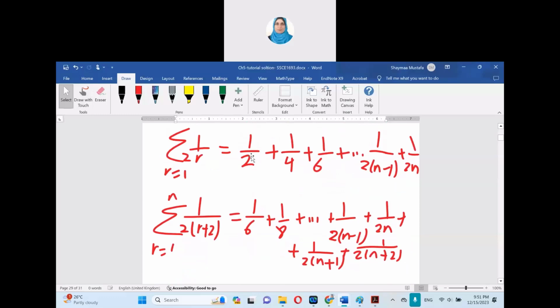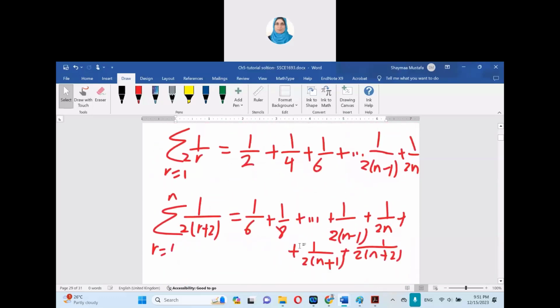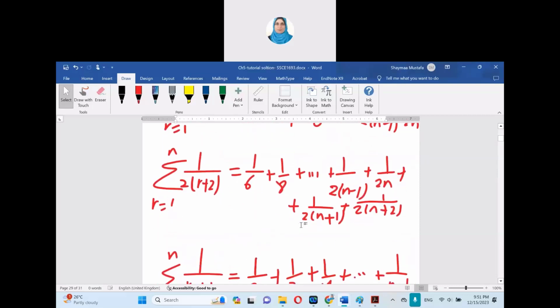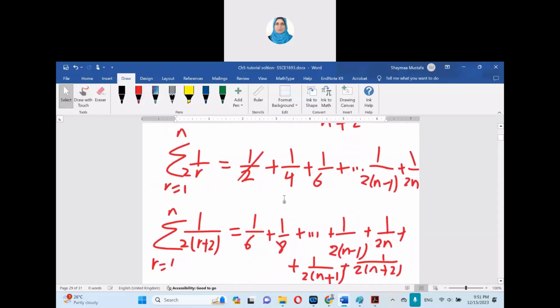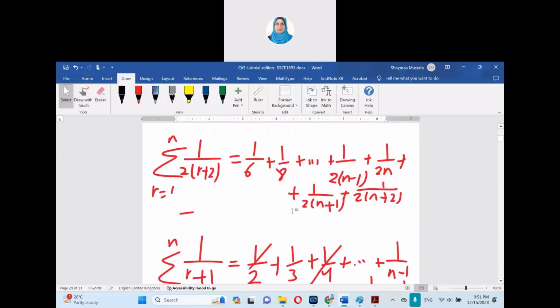Okay, now we need to add and subtract. 2 minus 2 will be cancelled. 1 over 2 will be cancelled with 1 over 2. This one will be cancelled with minus this one, because here the last one we will subtract. So it will be cancelled with this one. You have 1 over 4, which will be cancelled with 1 over 4 here. So we have to cancel this one.